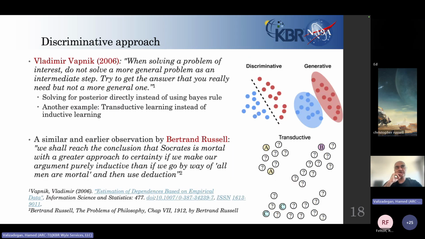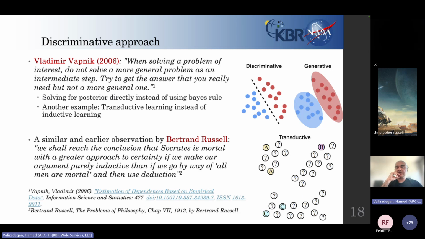Another idea that was introduced around 20 years ago was again from another statistician, Vladimir Vapnik. He said that when solving a problem of interest, do not solve a more general problem as an intermediate step. Try to get the answer that you really need, but not a more general one. What it means is that if I want to put a decision boundary between two classes, why should I decompose it into likelihood and prior? I just put a decision boundary. Basically, I just learn a function that can separate two classes of interest or multiple classes of interest.